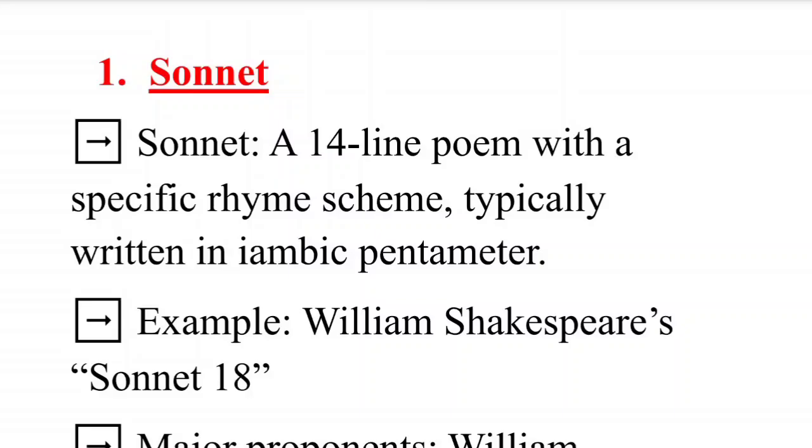Yes, this is a repeated question in most of the exams related to English literature. Sonnet is a dash-line poem. They'll give you options like 10 line, 5 line, 6 line, 14 line. So the answer is 14-line poem, and typically it is written in iambic pentameter. So the meter here is iambic pentameter. And the example for sonnet is William Shakespeare's Sonnet 18.